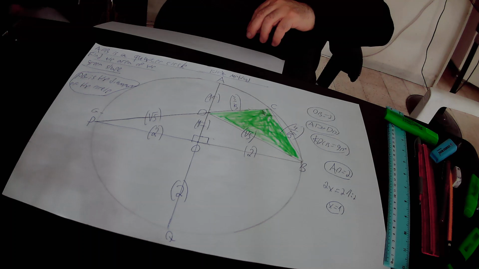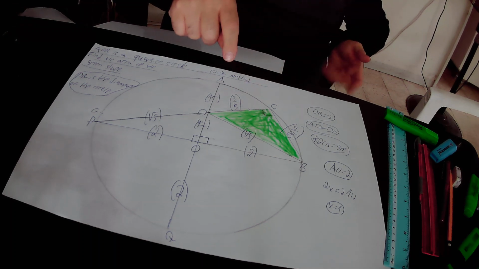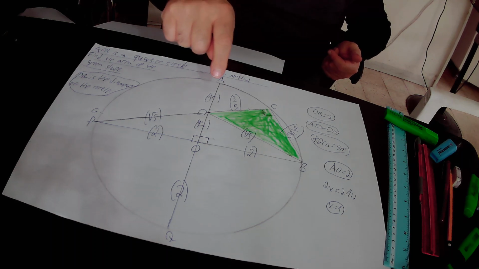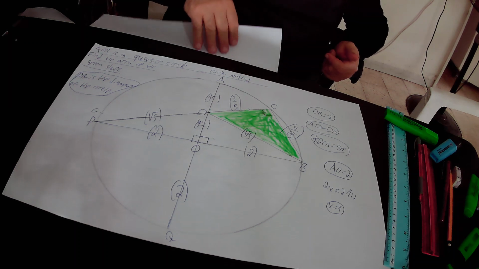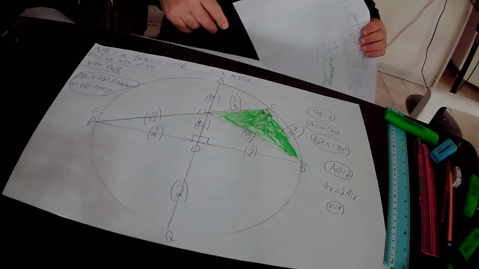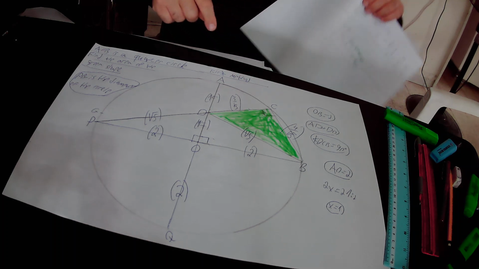Our mission is to find the area of this green shape. The green shape is actually the right green triangle DCB. So our mission is to find the area of the green right triangle DCB. And the area of any triangle equals the base of the triangle times the height to the base over 2.